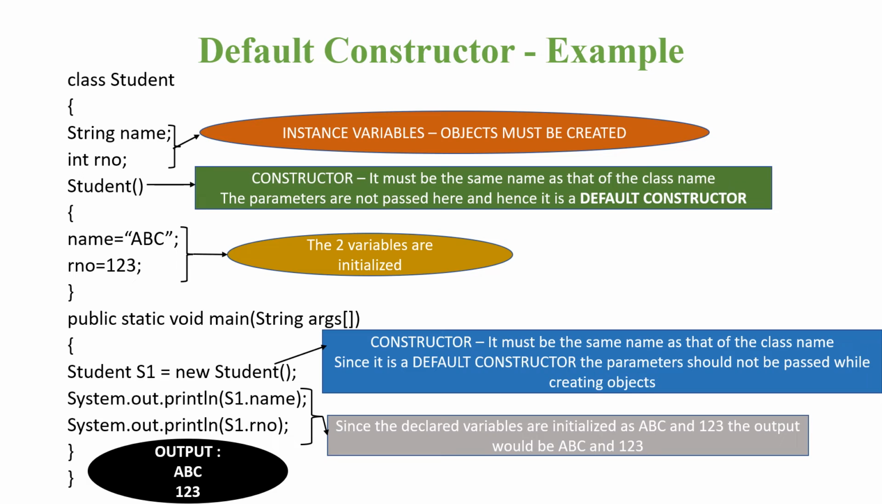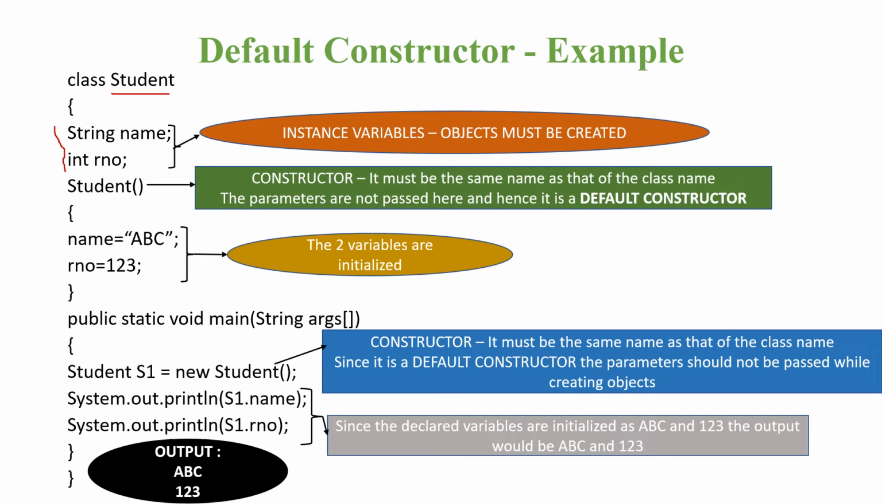Now let us see an example for the default constructor. What is a default constructor first? A constructor without any arguments is called a default constructor. Now let us see the programming example. Look here, the class name is Student. Then I have two variables here. These two variables are called instance variables. I call them instance variables because they are declared inside the class but outside the method.